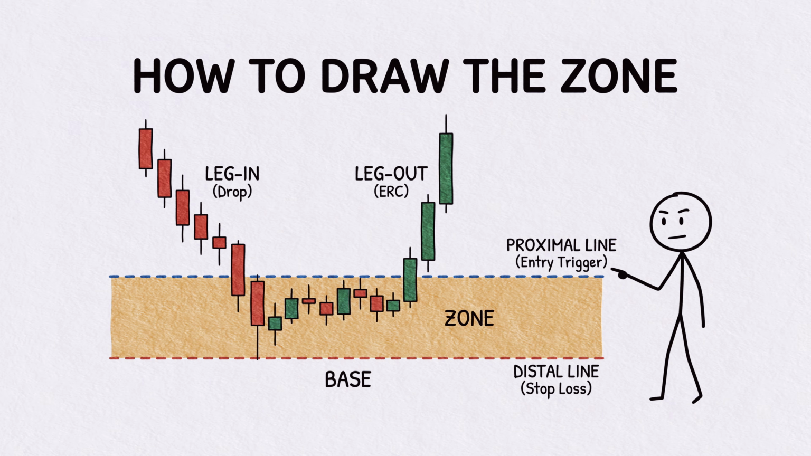How to draw the zone using 2 lines. The proximal line, meaning the near line, where price touches first on the return. This is the entry trigger, drawn at the highest wick of the base cluster. And the distal line, meaning the far line, the final boundary, beyond which the zone is invalidated. This is where your stop loss goes, drawn at the lowest wick of the entire formation, including the leg-in candle, protecting your position below the extreme liquidity tail.